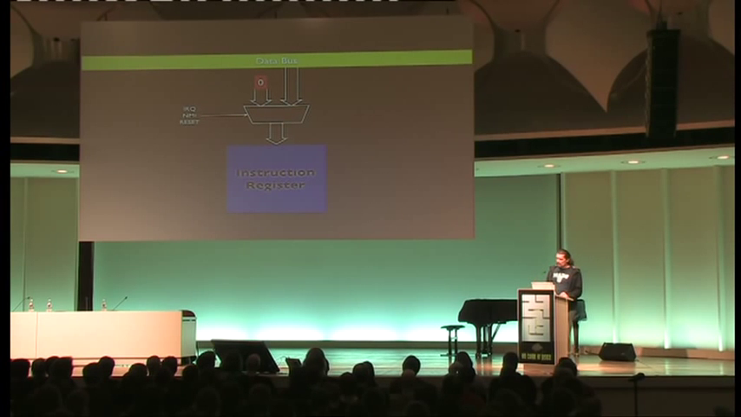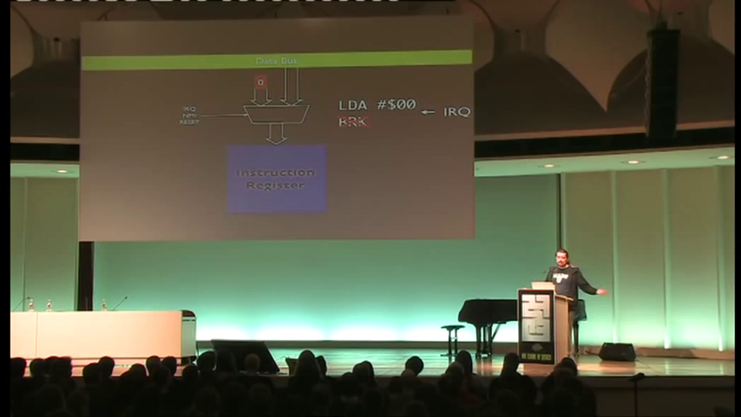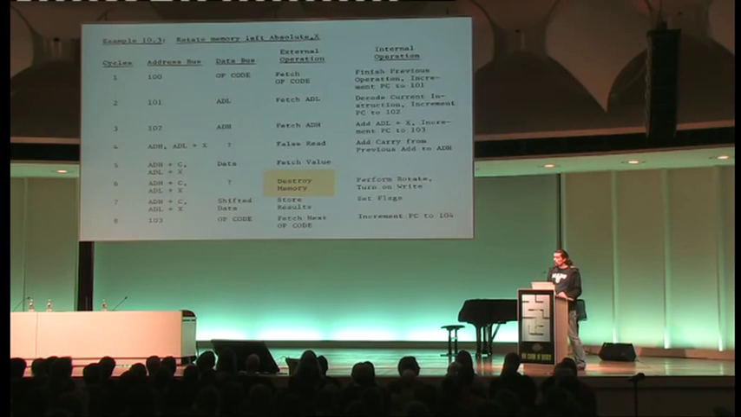But this is exactly where this bug came from. You remember the break bug? If you have a break and an IRQ happens at exactly the same time, the break will get ignored. This is exactly because of this, because it injects a break for the IRQ, and then it drops the break. Some other things that can be explained with extra knowledge that we gain from that is the RMW double store, which is actually already documented.